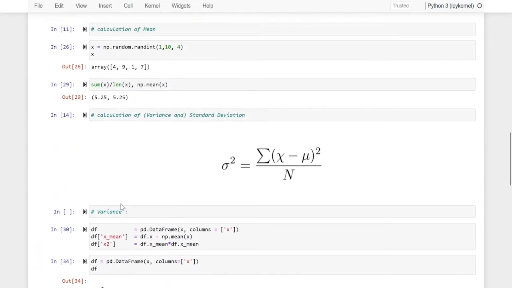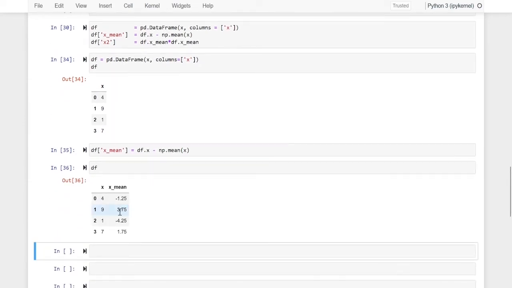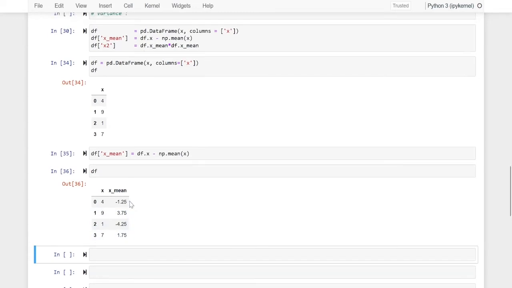What is the mean? Mean is 5.25. So we will get 4 minus 5.25, 9 minus 5.25, 1 minus 5.25, 7 minus 5.25, right? So what we'll get? Let us see. 1.25, 3.75, 4.25 and 1.75. These numbers are in negative. 2 are in positive, 2 are in negative. Okay, that is fine. Then these are the numbers we are going to square.